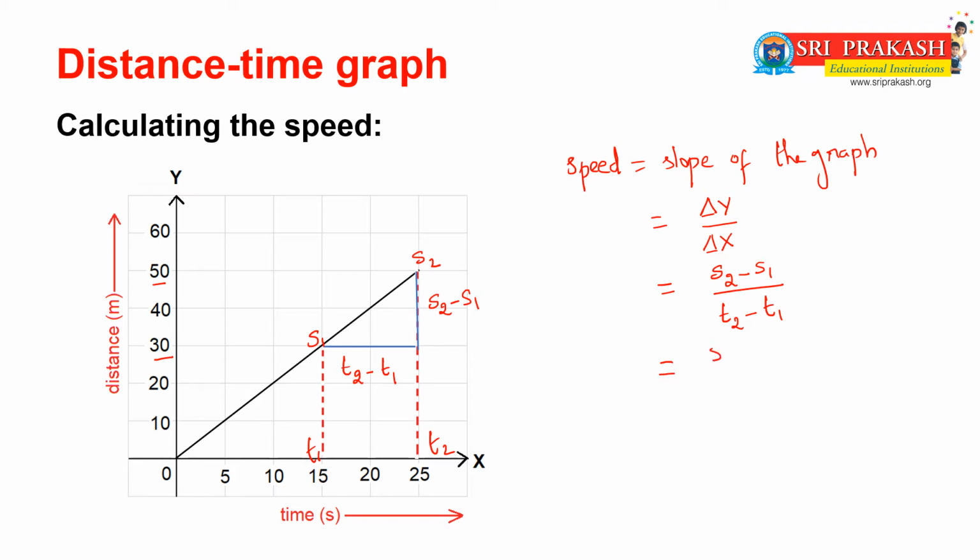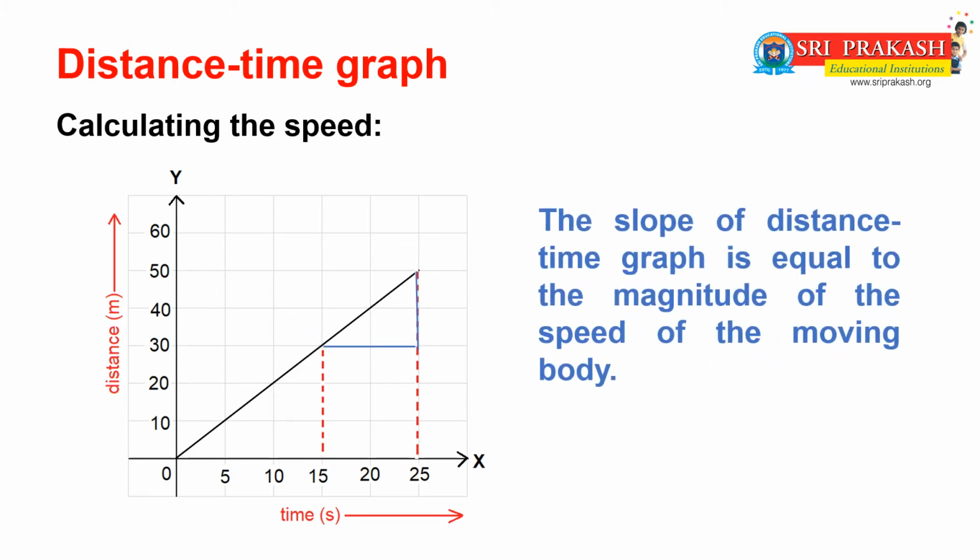S2 is 50 meter minus S1 is 30 meter on y-axis, and T2 is 25 seconds and T1 is 15 seconds along x-axis. 50 minus 30 is 20 by 25 minus 15 is 10. So you have the speed 2 meter per second. Hence we calculated the speed from distance time graph. The slope of distance time graph is equal to the magnitude of the speed of the moving body.